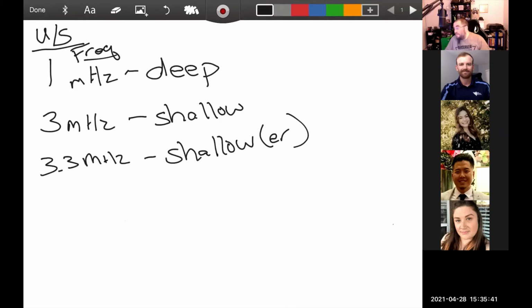The glute. Glute would be one we definitely want to do 1 megahertz on, especially if it was like saying, warm up the glute plus the piriformis. We're probably never going to get down to the piriformis, but we can pretend.